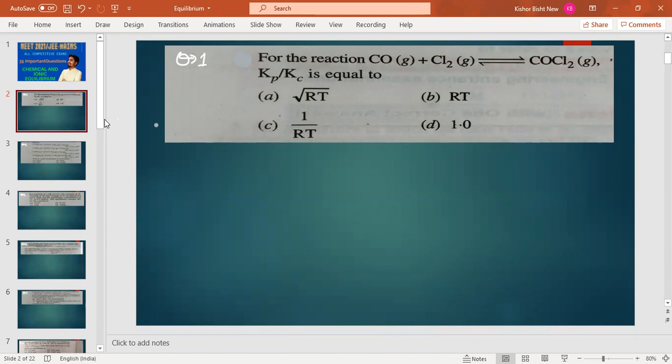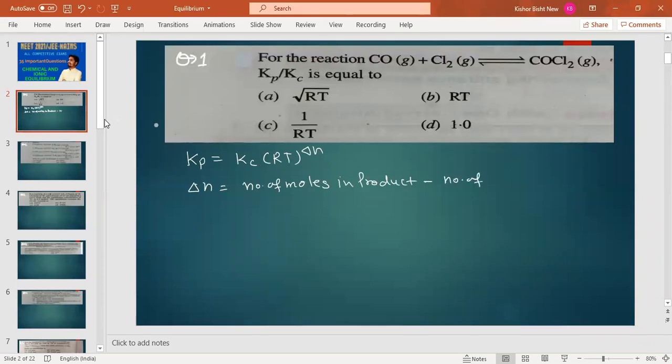रिएक्शन CO plus Cl2 रिवर्सिबल CO Cl2 गैसेस, Kp ratio Kc is equal to how much? So whenever there is a relation between the Kp and Kc, everyone knows that Kp is equal to Kc into RT की power delta n. So what is the delta n? Delta n is equal to number of moles in product minus number of moles in reactant.